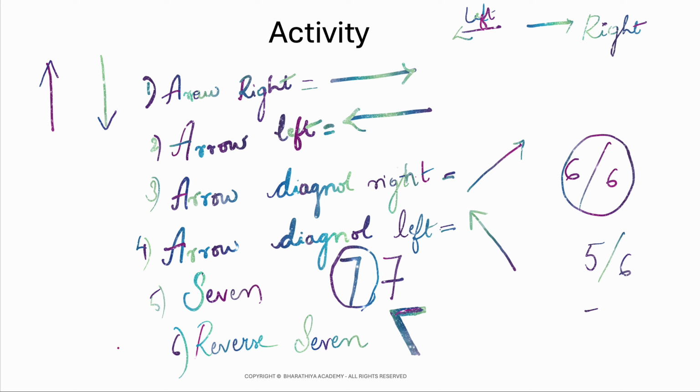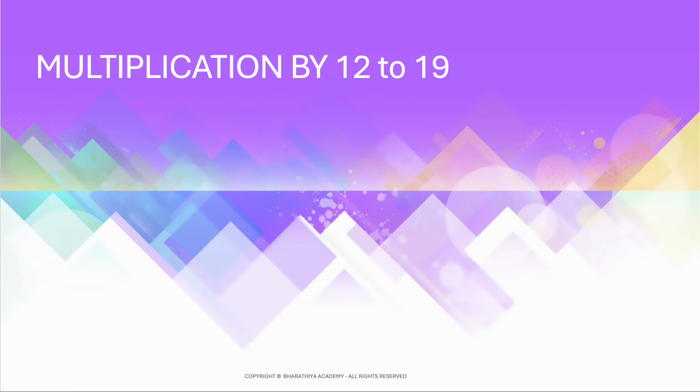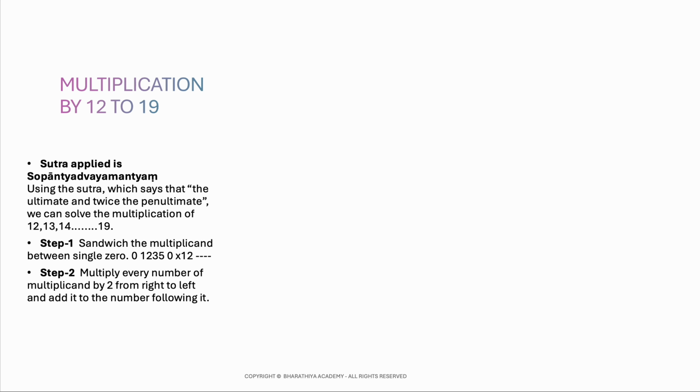All right. So let's now get into the concept to multiply a number with 12 to 19. For this, like I told, we will be applying the sutra Sopantya Dvayamantyam, which says the ultimate and twice the penultimate. Let's understand this with an example so that it's much easier. Let's say I want to multiply 1235 into 12. Now step 1.